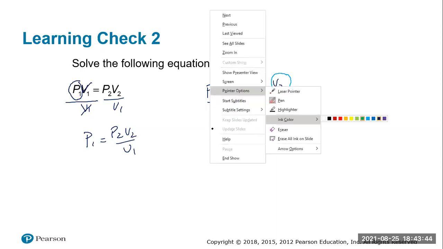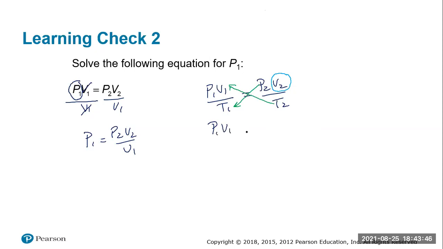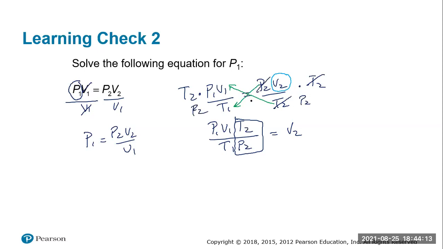That is P1 V1 T2 divided by T1 P2. Again, I just basically move these guys to the opposite location, and that would equal V2 in this particular case. What we're doing is essentially multiplying by T2 on both sides, which is why they cancel, and dividing by P2 on both sides, which is why they cancel. And that's how we end up over here.